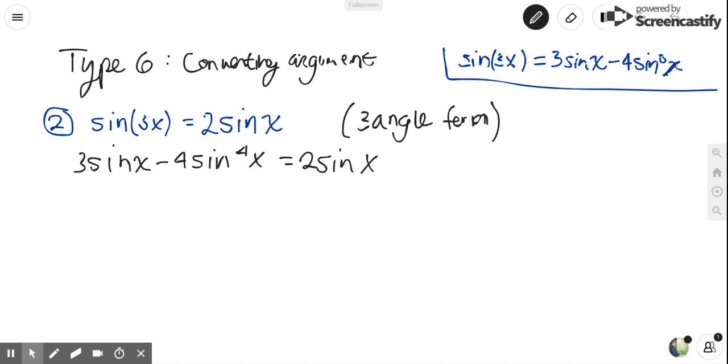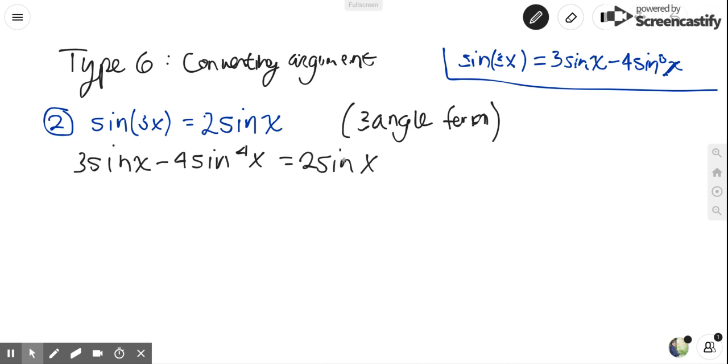Now that we're here, one thing you cannot do is divide both sides by sine. You can't do that because as far as we know, sine could be equal to 0. As a matter of fact, 0 would work because 0 would be equal to 0. And we're never allowed to divide by 0. So we cannot divide here.